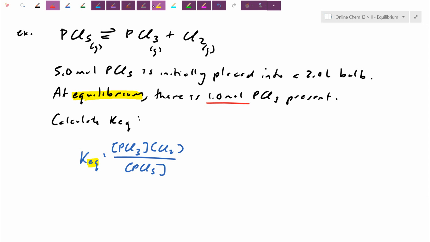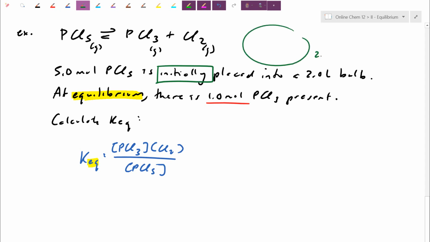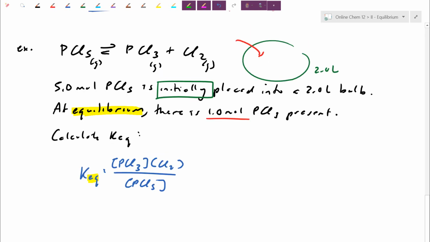The other change that I've swapped on you here is, notice there's some sense of time passing. There's an initial. I started off with my container, it was a 2-liter bulb, and what I decided to do is pump in 5 moles of PCl5. That's all I put in. I didn't put in any PCl3, I didn't put in any CO2, I just started off with reactants. Are we at equilibrium at this point? Well, no, to be at equilibrium, we need to have both reactants and products present. I need the forward rate to equal the reverse rate. So because there is a sense of time passing here, it's not so easy to go straight to a KEQ.